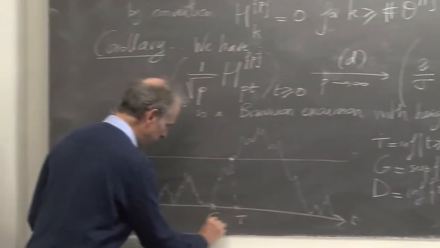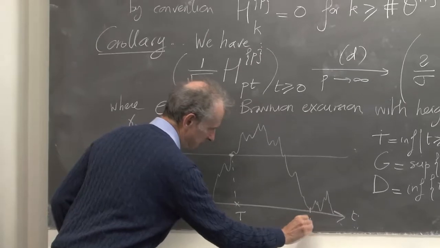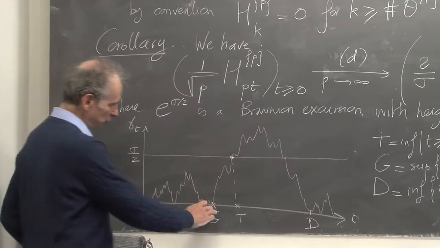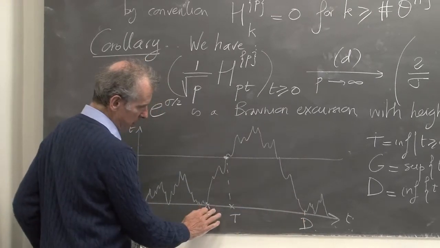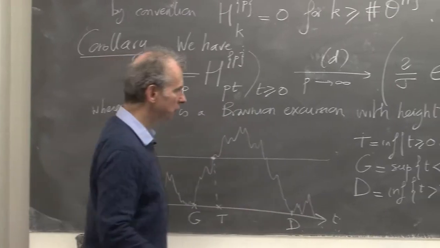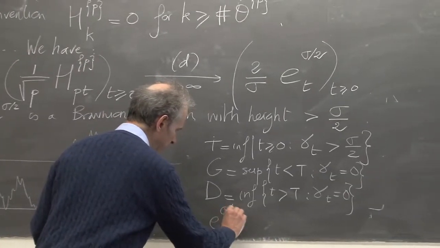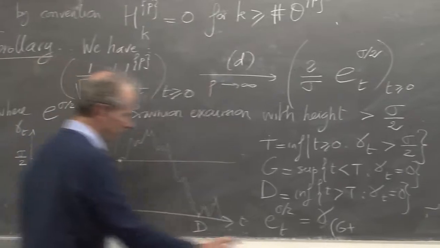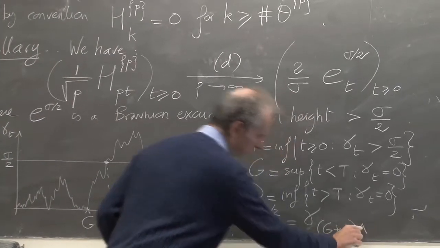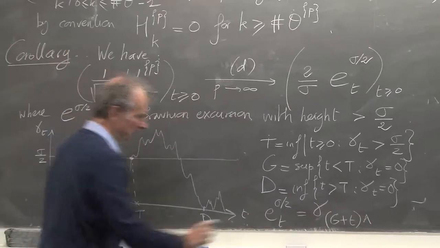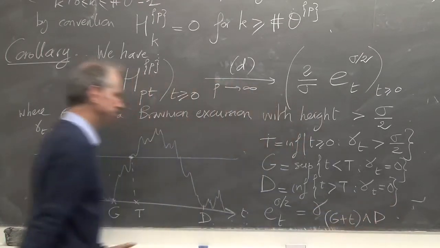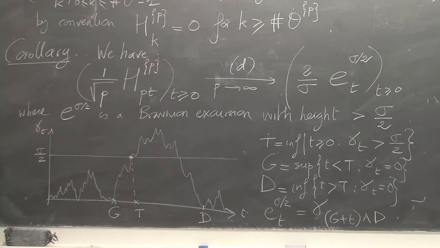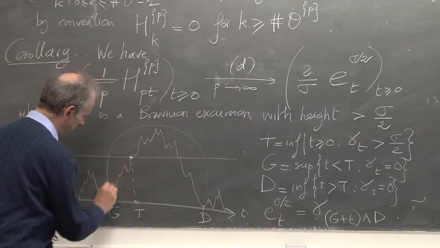Okay? So this is going to be G here. This is going to be D. And now, what is my Brownian excursion with height greater than sigma over 2? Well, I just look at my path here of a reflected Brownian motion between these two times. Okay, so I take, if you want, E sigma over 2 at t to be gamma. I look at gamma, but after time G, and I stop it. Okay, if you are familiar with this notation, it's the infimum. I stop it at time capital T. So that's the definition of my random function here.